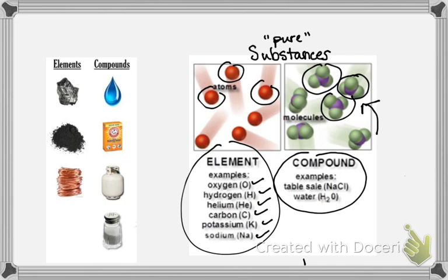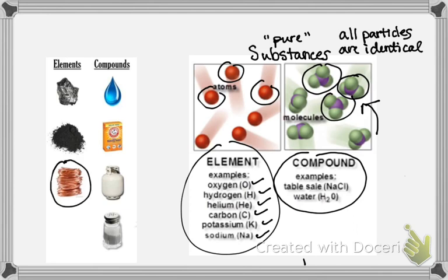But these are what are known as pure substances, and in order to be a pure substance, all the particles in a pure substance are identical, okay? So if we go over here and think about real-world products or different examples, over here you've got some copper wire. Every single atom in here looks exactly the same, just like we see here, all right?